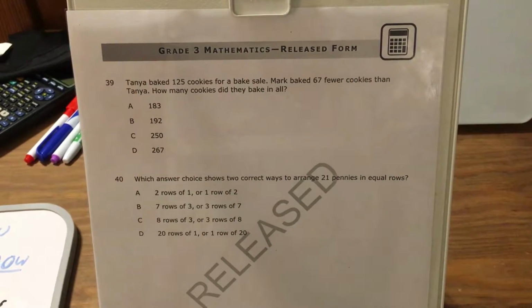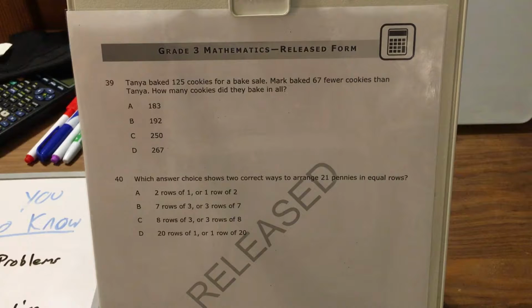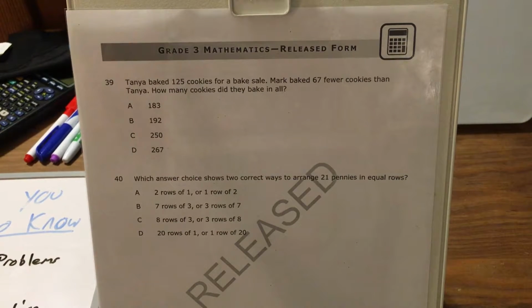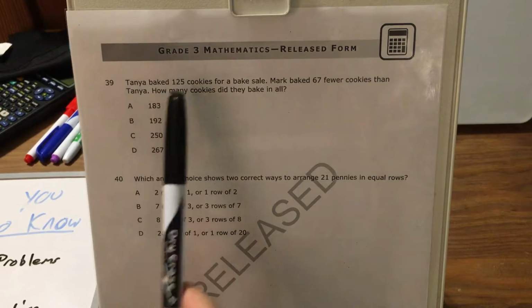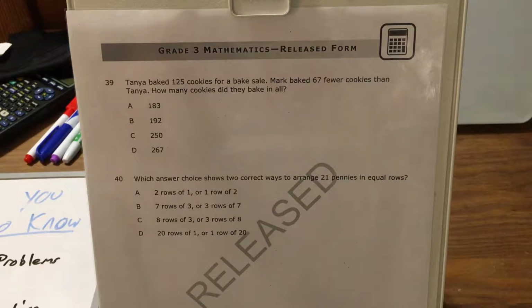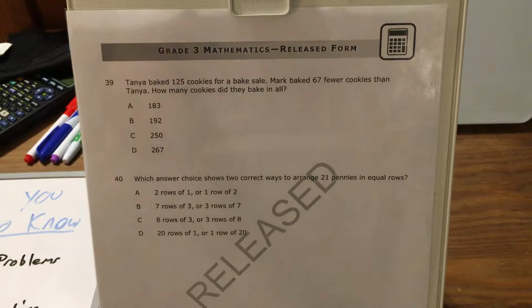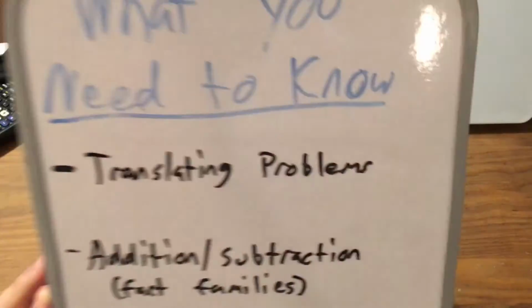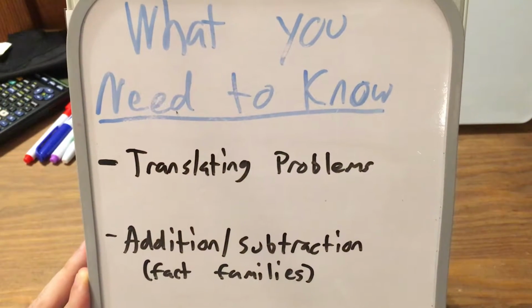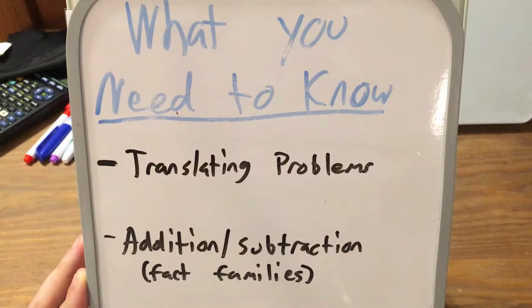Today we're going to tackle question 39 in the 3rd grade math questions that North Carolina released this past school year. We see that Tanya baked 125 cookies for a bake sale. Go Tanya, everyone loves cookies. And Mark baked 67 fewer cookies than Tanya. Okay, Mark is fine too. And we're trying to figure out how many cookies they baked in all. In order to really succeed at a problem like this, it's going to help if you know how to translate problems and work with addition and subtraction as well as fact families.